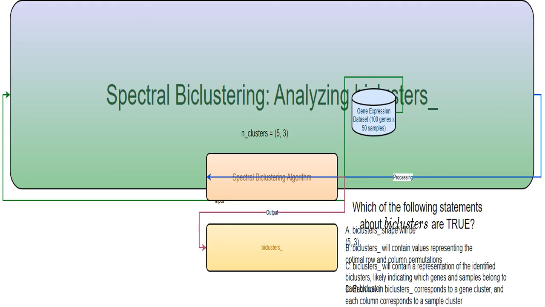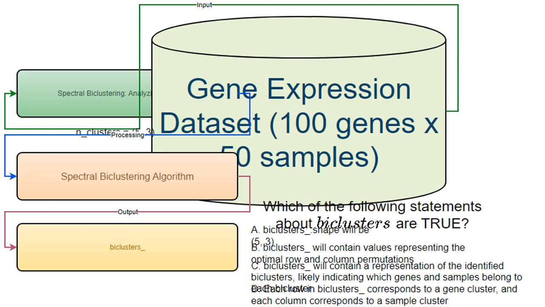I'm analyzing the BICLUSTERS attribute, which holds information about the clusters found by the SpectralBiclustering algorithm. It's crucial to understand what this attribute contains to interpret the results. We're working with a gene expression dataset. Think of it as a spreadsheet.